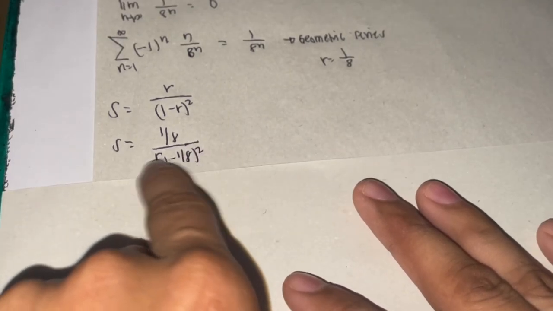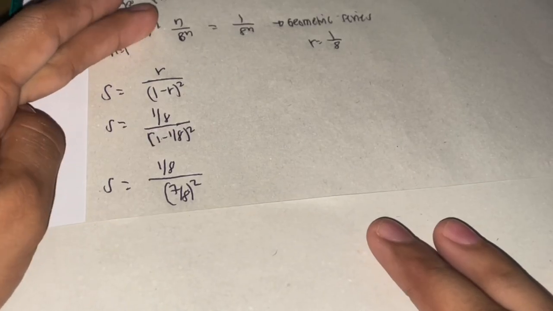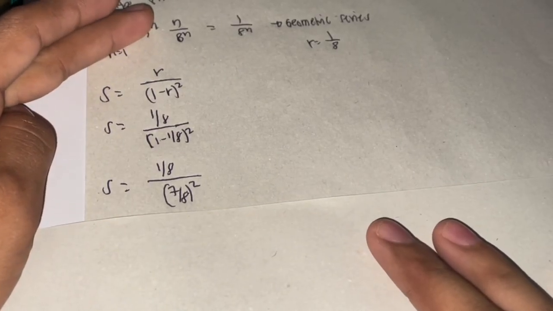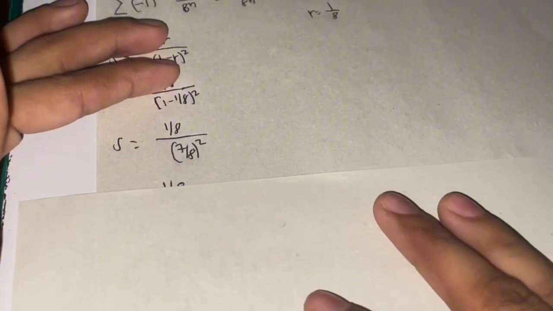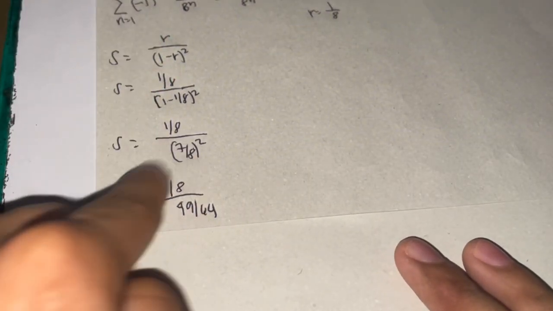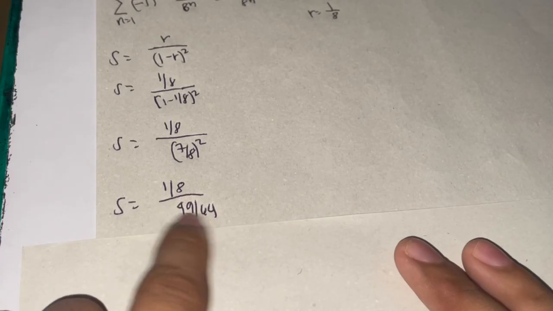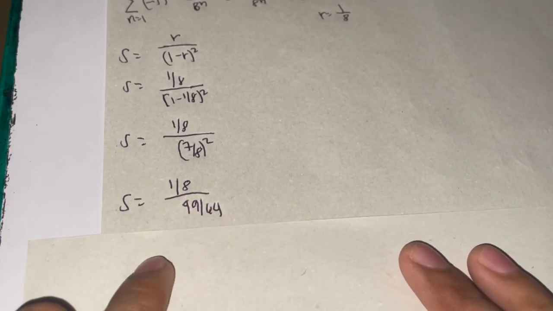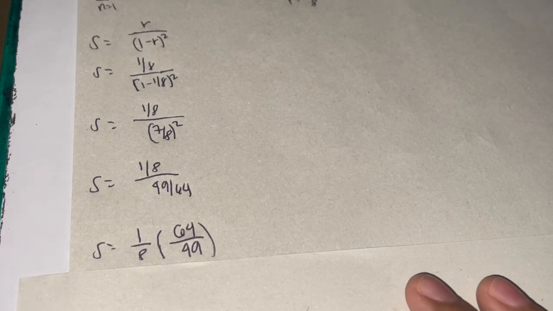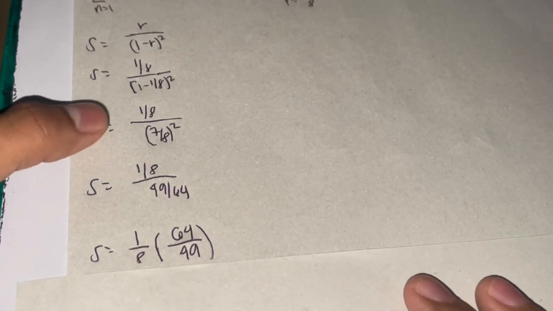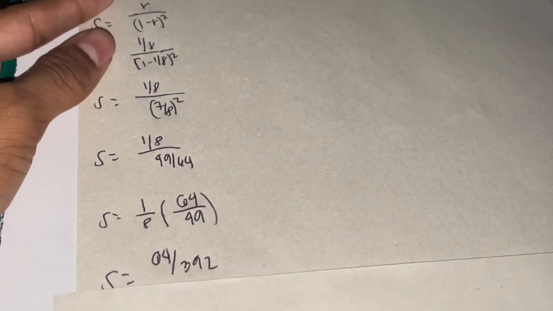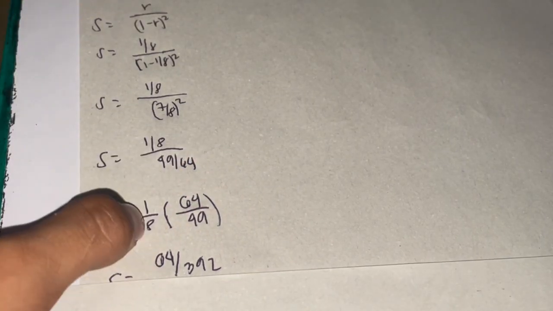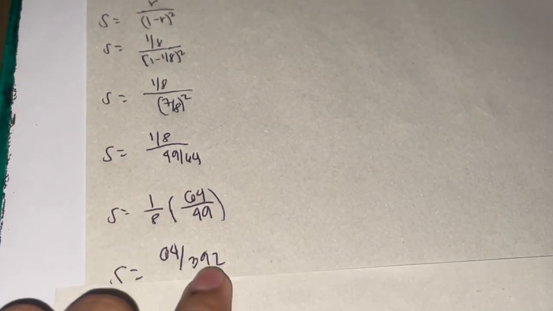And now we will simplify that. We now have 1 over 8 over 7 over 8 raised to 2. Squaring this, we have 1 over 8 over 49 over 64. And simplifying this, we get the reciprocal and proceed to multiplication so it is easier to get the product. So we have 1 over 8 times 64 over 49. Then 1 times 64 is 64, and 8 times 49 is 392.